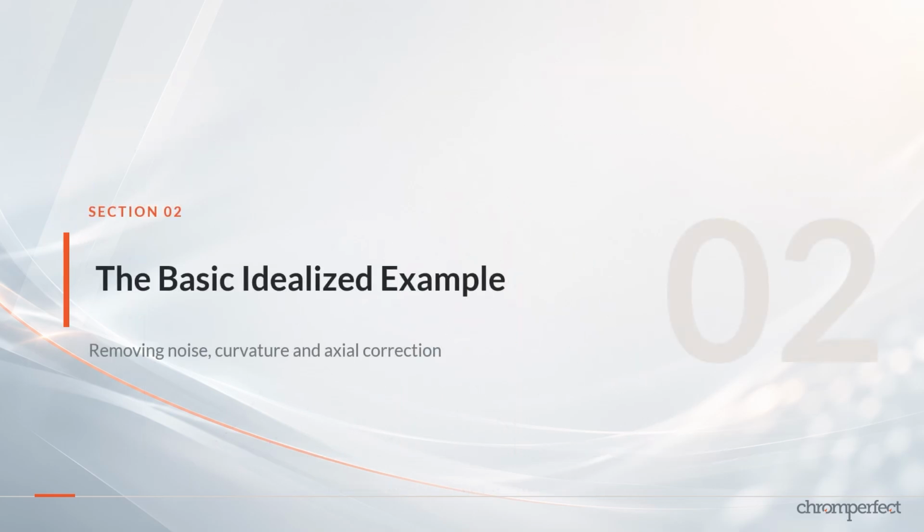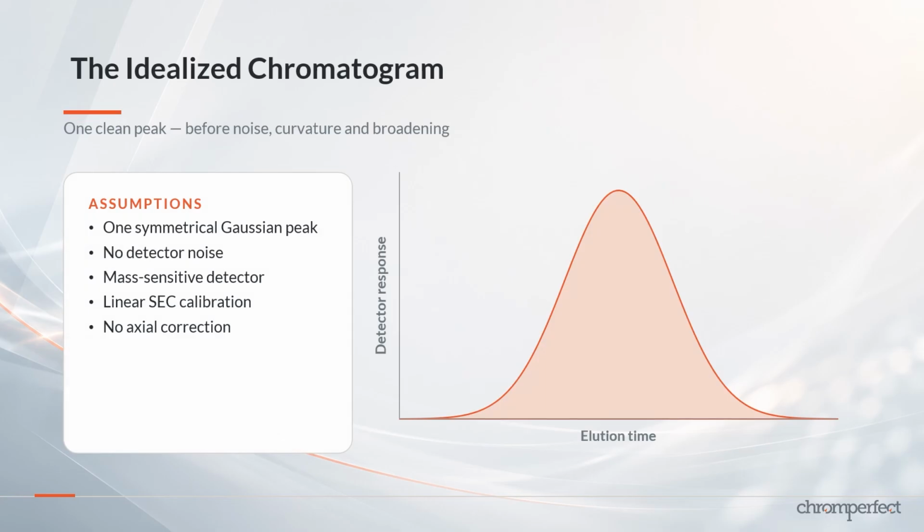The basic idealized example. We will begin with an idealized chromatogram. Assume that the chromatogram consists of one broad, symmetrical Gaussian peak with no detector noise. Assume that the chromatogram was collected using a refractive index detector or another mass-sensitive detector. We will also assume that the SEC calibration curve is linear and that axial correction is not being applied. These assumptions deliberately remove the complications that will be introduced later.